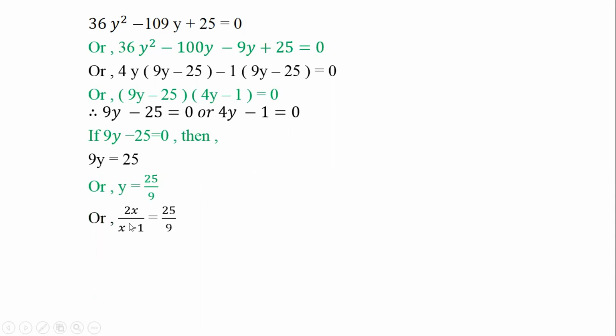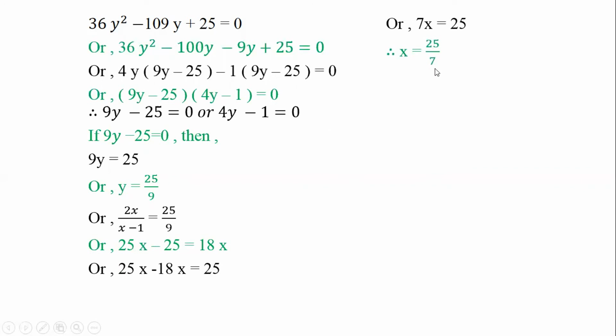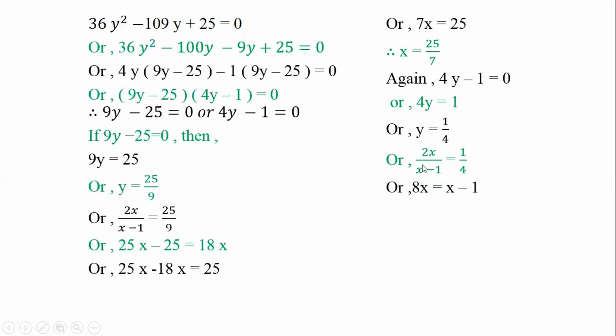Here, if we put the value of y, then we get 2x by x minus 1 equal to 25 by 9. Here we get 25x minus 25 equal to 18x. Here, 25x minus 18x equal to 25, and 25x minus 18x equal to 7x. So, x equal to 25 by 7. Again, 4y minus 1 equal to 0, 4y equal to 1, or y equal to 1 by 4. If we put the value of y, then we get 2x by x minus 1 equal to 1 by 4. After calculation, we get 8x equal to x minus 1, 8x minus x equal to minus 1, 7x equal to minus 1. So finally, we get x equal to minus 1 by 7.